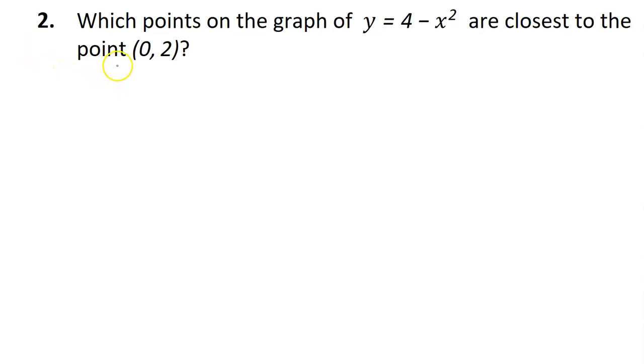In this video, I will walk you through this optimization problem. Which points on the graph of y equals 4 minus x squared are closest to the point (0, 2)?